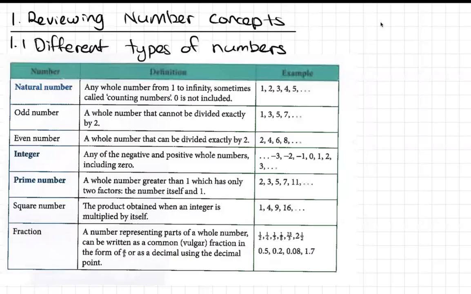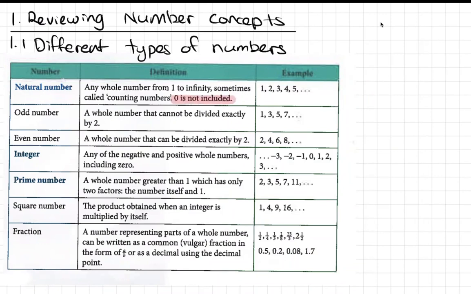So in chapter 1, reviewing number concepts, 1.1 is about different types of numbers. First of all, you just need to identify that there can be different types of number, or we classify numbers differently. Natural numbers are numbers that we use for counting. For example, 1, 2, 3, 4, 5, but 0 is not included.